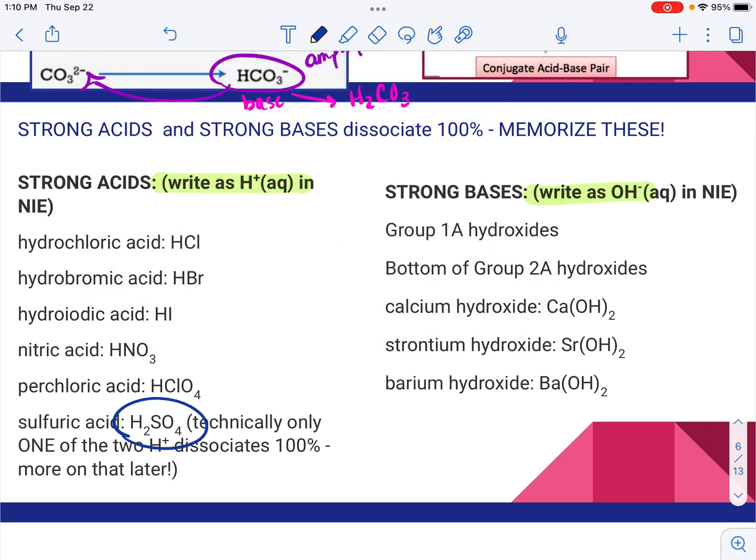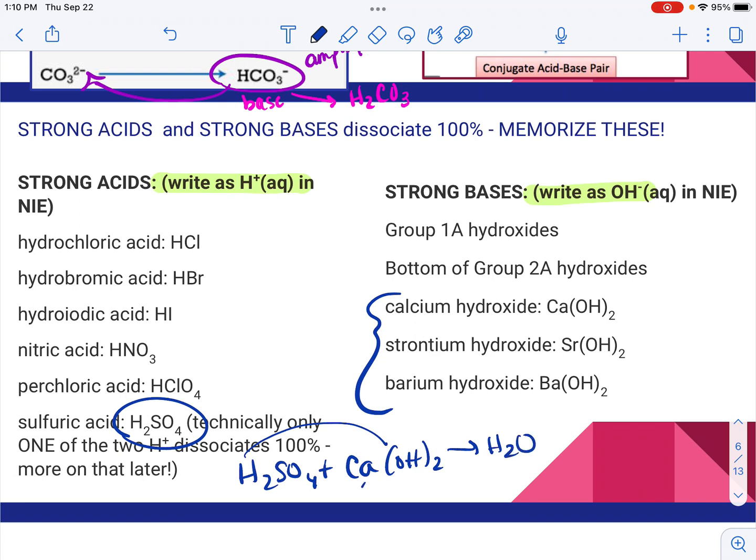The only exception, and the only thing that you have to be super careful of, is that if you have sulfuric acid combined with one of these three strong bases, technically you're going to get, let's look at it, H2SO4, and let's just pick one, calcium hydroxide. Technically you're going to get HOH, which is water, and you're going to get calcium sulfate, which is insoluble, which means that the calcium and the sulfate in this case are not spectators. In any other situation, your anion in your strong acid and your cation of your strong base will be a spectator. So the only time you have to really not do this as H plus and OH minus is if you have the bottom of group 2 hydroxide with sulfuric acid. So just kind of be aware of that.